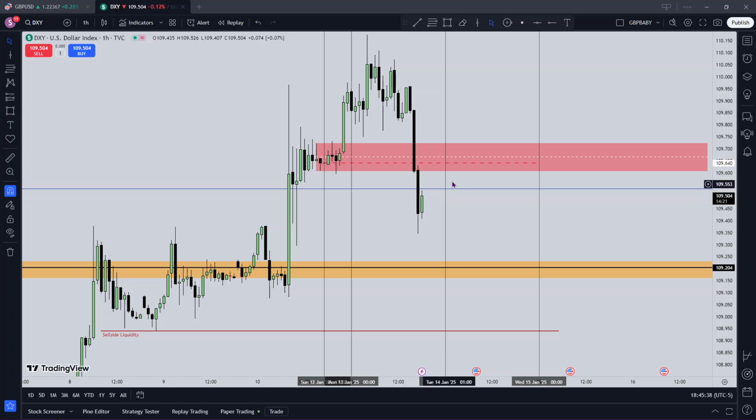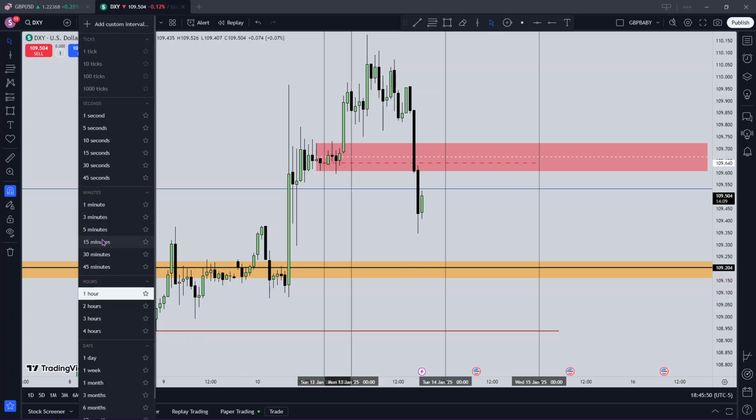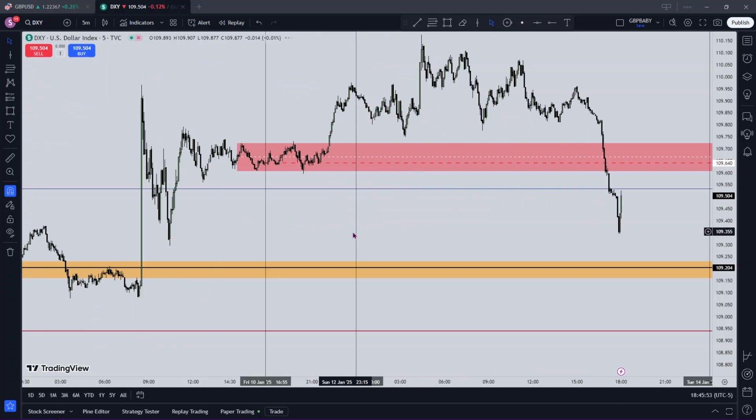However, I'm happy to see us rally slightly first up to there, maybe during London, to create the high of the day. And I want to see expansion move rolling over into the new day to then reach our imbalance and potentially these lows. So we'll go to the 5 minute just to get a closer look at price.